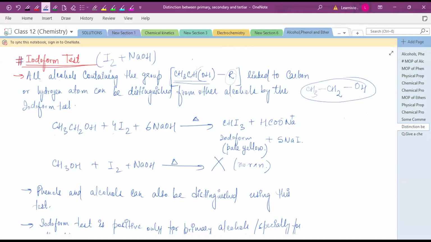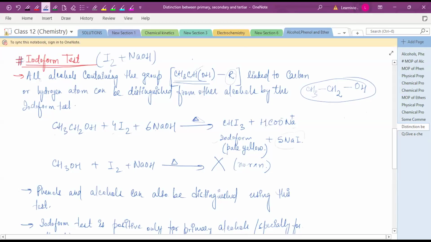It's very simple. Suppose we have CH3CH2OH, right? So what is this? This is your ethanol. So when you add I2, iodine plus NaOH, and you give some heat, you will get CHI3, iodoform. A pale yellow color precipitate will be formed, which is known as iodoform, CHI3, right? Plus you will get a salt, HCOONa, and 5 NaI.